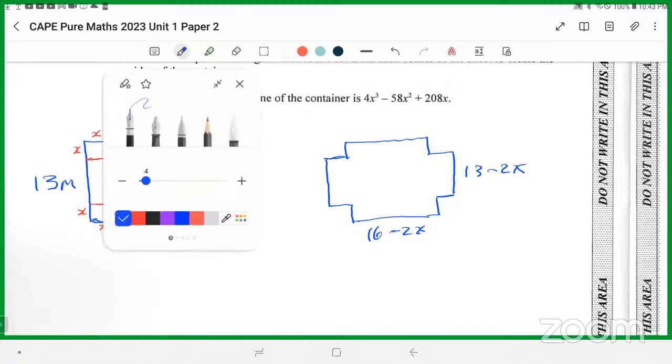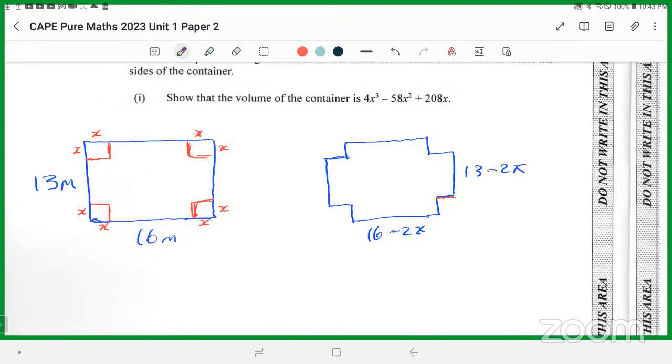Because remember, you take off x here and take off x here. And for this one, you take off x here and take off x there. You take off x here and take off x here from the 16, and take off x here and take off x here from that, right? Then from this, they take these like flaps and they fold them up. So you fold this up, fold this up, fold this up, fold that up. When you fold them up, that's where you get a cuboid.